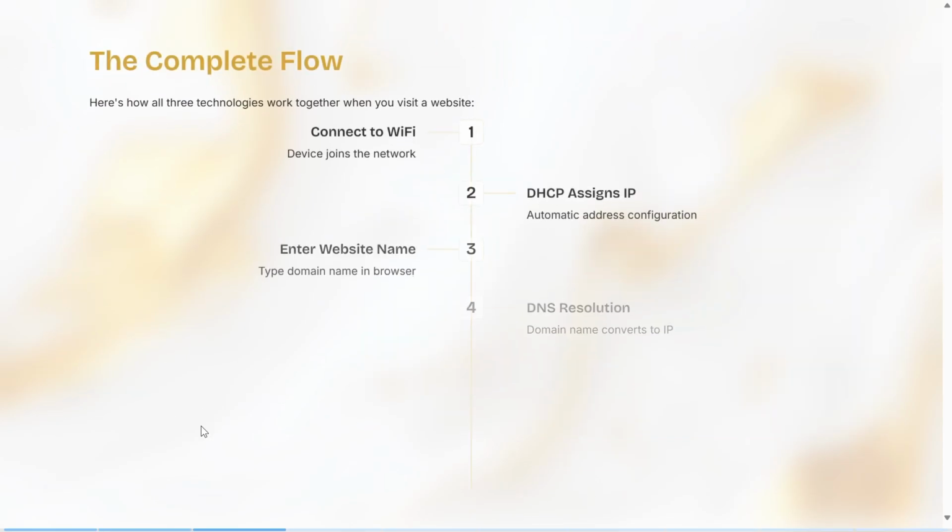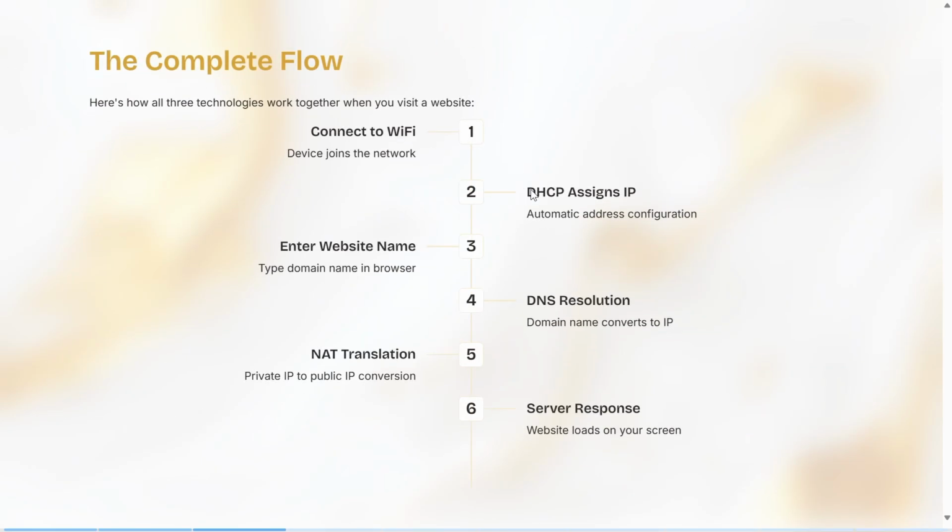Connect Wi-Fi. Then, DHCP assigns IP address. Then, user enters website name. Then, DNS resolves domain name. Then, router performs NAT. And at last, request reaches internet server. In this video, we will understand each of these technologies step by step and see how they work together to help us access websites on the internet.